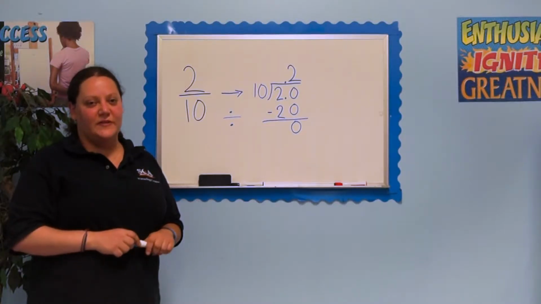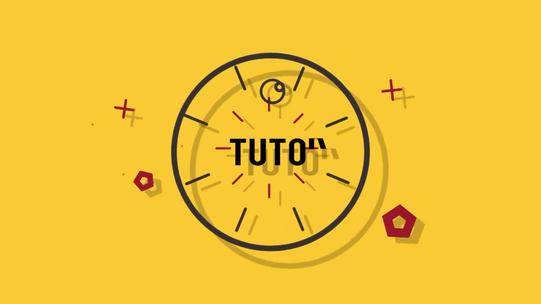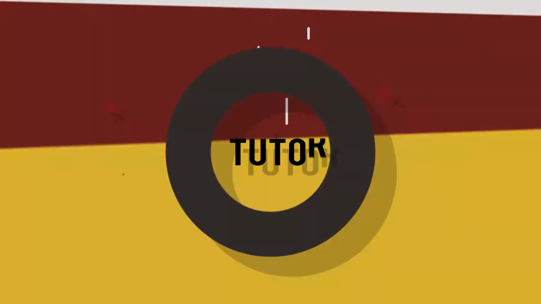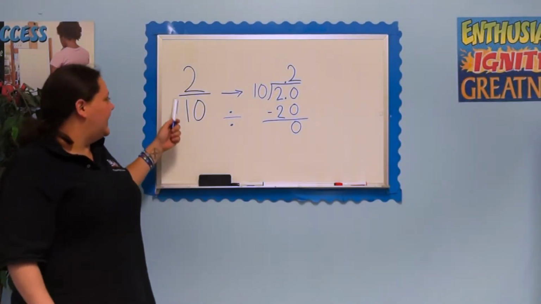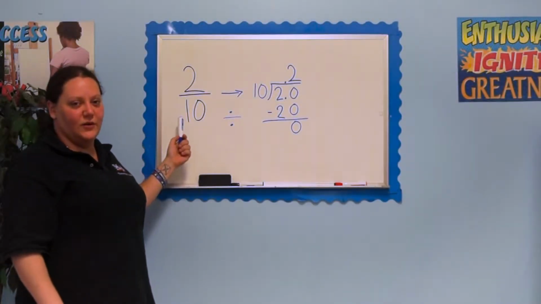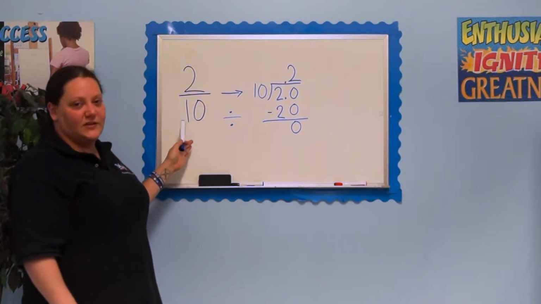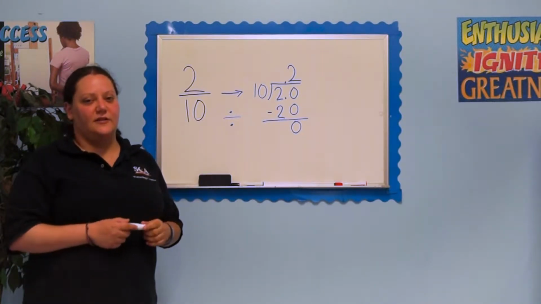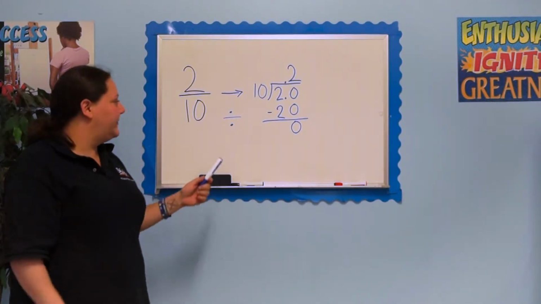today we're going to speak about how to convert a fraction to a decimal. So as you can see, I have the fraction 2/10 up on the board. In order to convert this to a decimal, we're simply going to divide the denominator by the numerator.